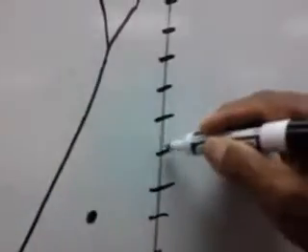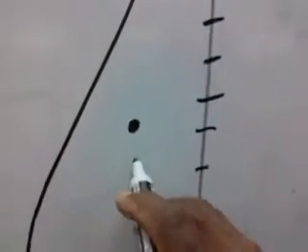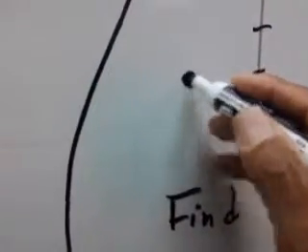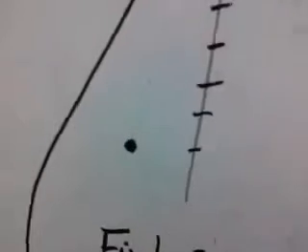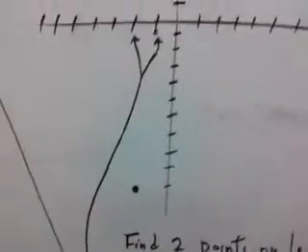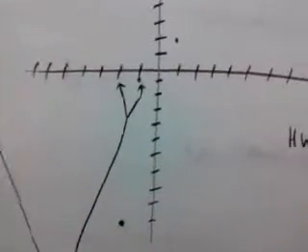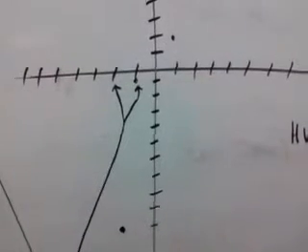Let's see, 1, 2, 3, 4, 5, 6, 7, 8, 9, 10. And -2 is located here. So that would be the point -2, -10. And those are my 2 points on the left side of the vertex.